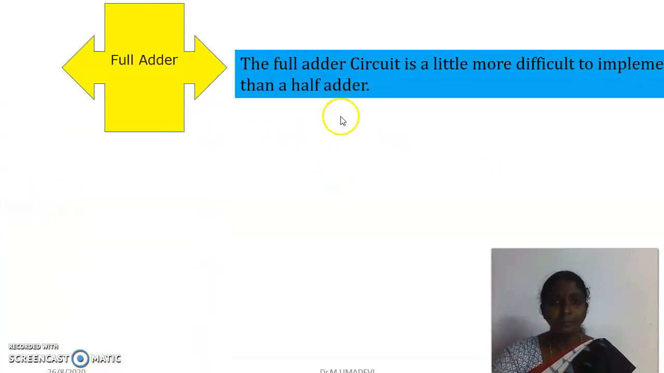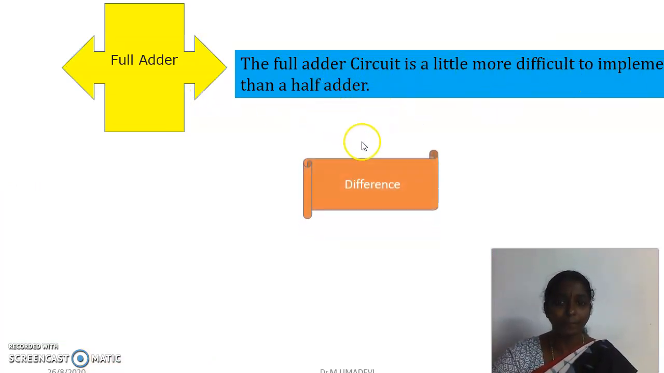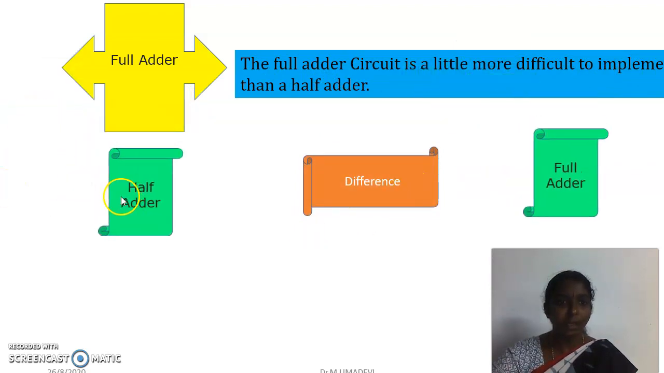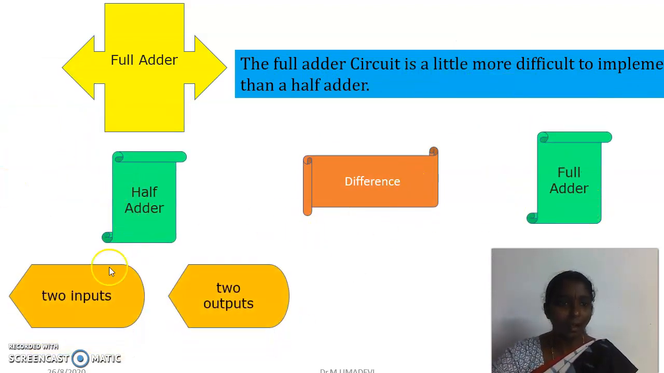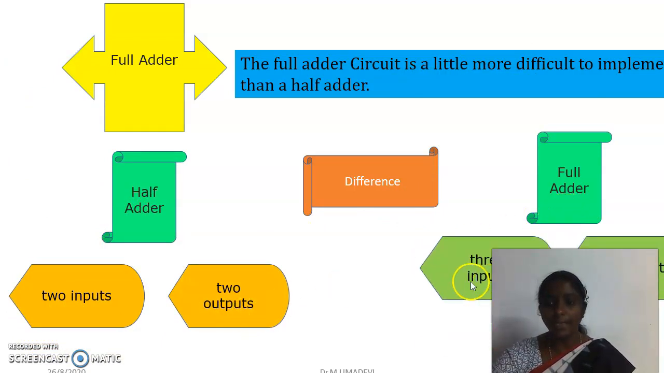Full adder. The full adder circuit is a little more difficult to implement than the half adder. The main difference between the half adder and the full adder is that the half adder has 2 inputs and 2 outputs, whereas the full adder has 3 inputs and 2 outputs. I already discussed the half adder.